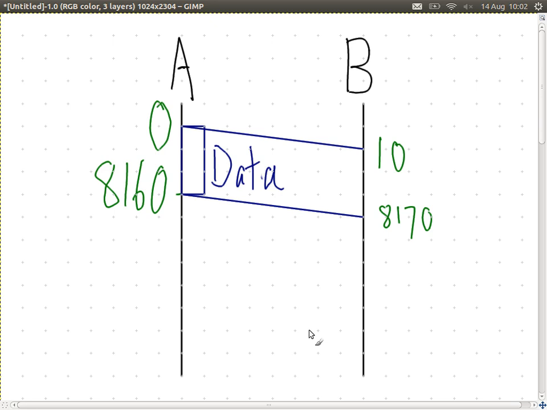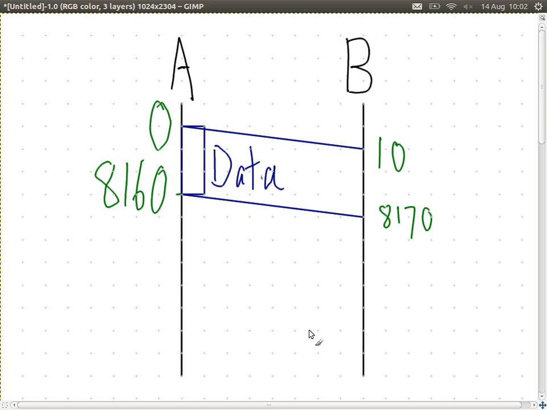So A transmits the first bit, it comes out of the computer, goes across the link, starts to go across the link. Then it transmits the second bit, the third bit, and transmits all the bits out of the computer. When it's finished transmitting the frame, we're at time 8160. So this illustrates the transmission time. Now, the other thing is that as each bit comes out of the computer, the signal needs to propagate across the link. And that takes time, the propagation time.